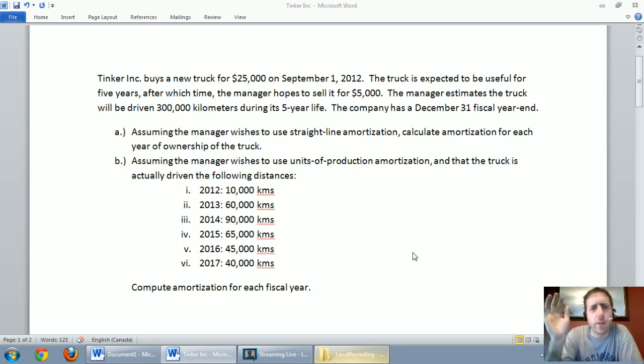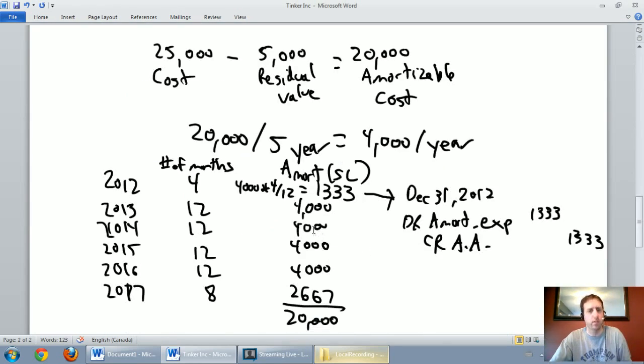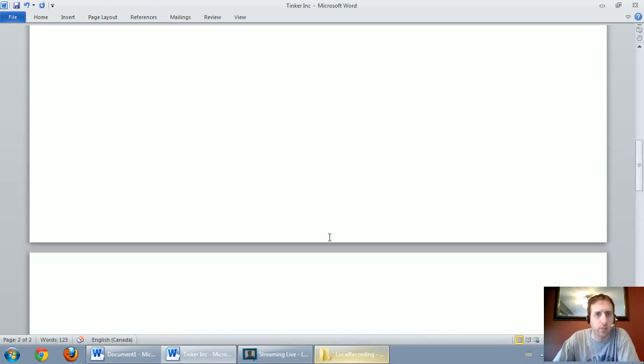So straight-line amortization says amortize your asset the same amount every year just because time ticked by. You know, the asset's a year older. We're going to amortize, in this example, it was $4,000. So each full year, we amortize our asset for $4,000.